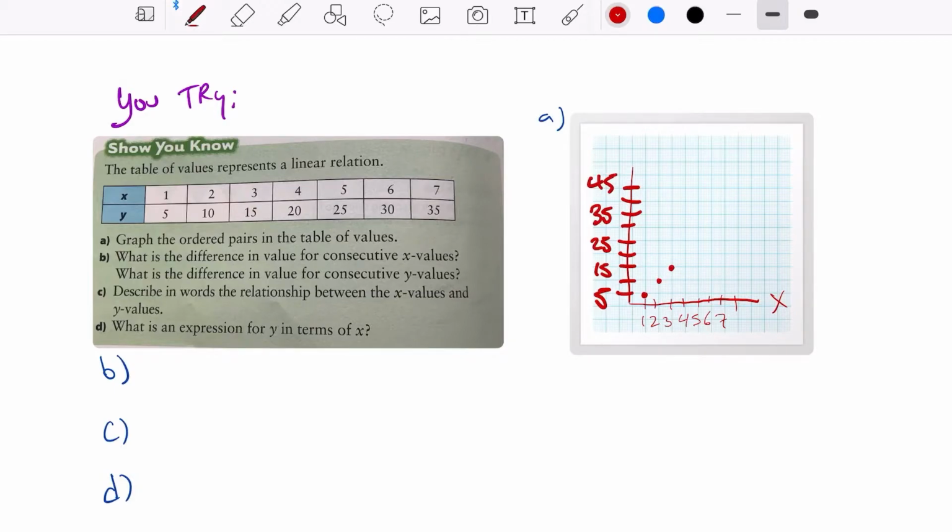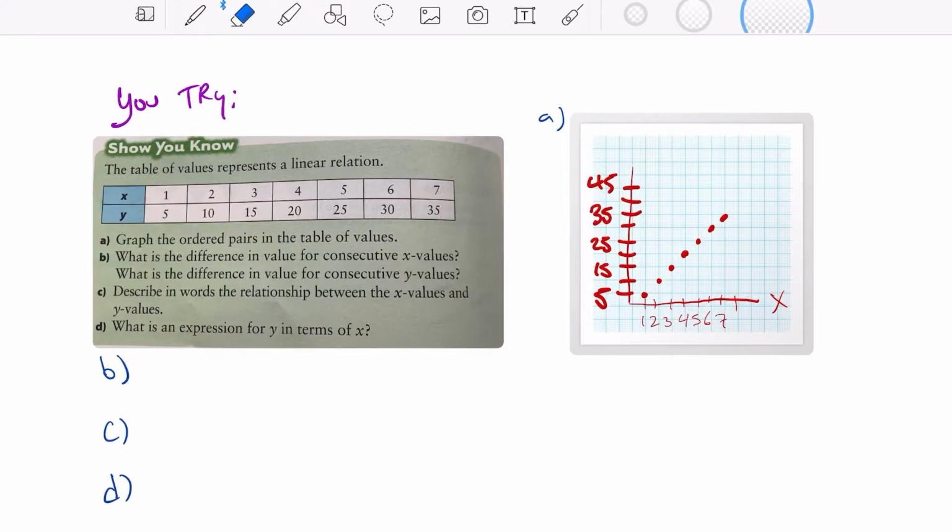It looks like we're going to get a linear relation, and so we can just continually graph, and that's what we get. And 7 would be up at the 35. So I'm just graphing these ordered pairs here, all right? Just making sure that you know what I'm graphing.